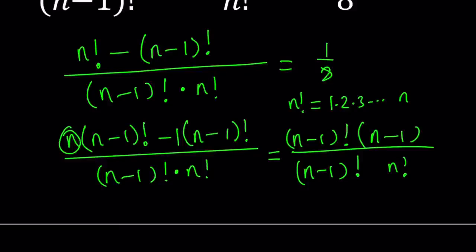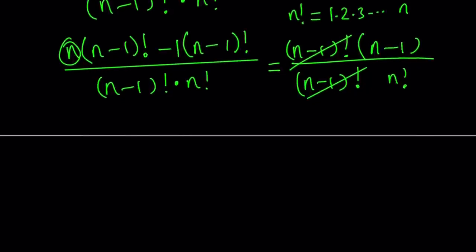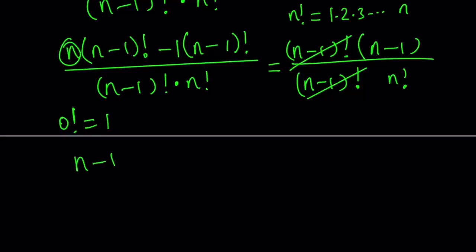N minus 1 factorial cancels out because (n minus 1) factorial is never 0, right? Even 0 factorial does not equal 0. By the way, 0 factorial is equal to 1. A lot of people are surprised by this, but there's also a proof which we can talk about later. Anyways, so we got the following. (N minus 1) over n factorial equals 1 over 8.